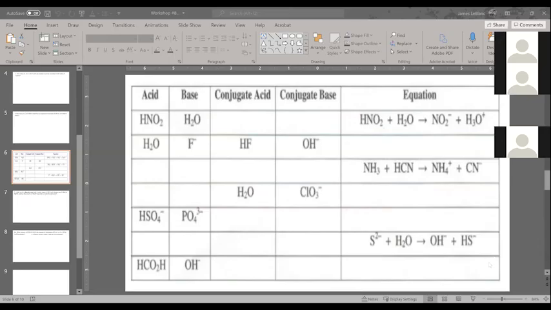Can you see this? I can't tell if you can see. Can you see the acid-base, conjugate acid-base? Is it showing up on the screen? No. Oh, okay. Sorry. Oh, right, because I've got to share it first. There we go.